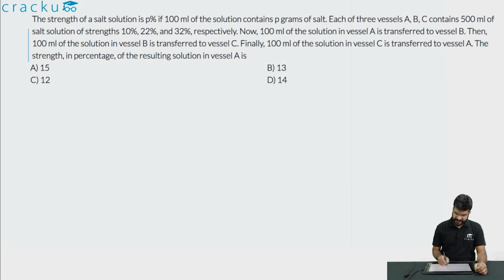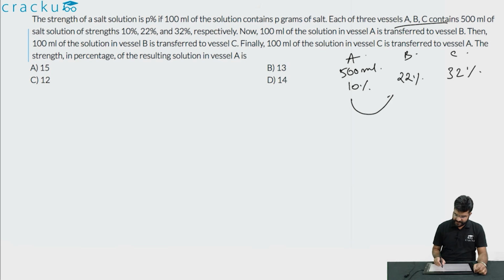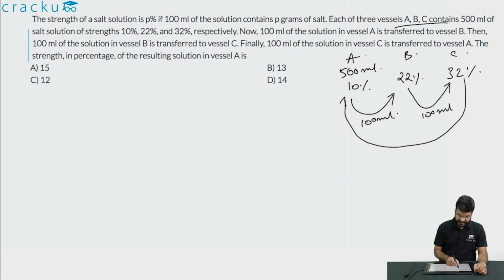In this question, we are given that there are three vessels, all of them contain a solution of salt. Vessel A has 500 ml, all of them have 500 ml, and the initial strength of the solution is 10%. For B, the initial strength is 22%, and for C, the initial strength is 32%. Initially, 100 ml of A is mixed into B, and then 100 ml from the resultant solution of B is mixed into C, and finally 100 ml from C is mixed into A, and we are required to find out what is the strength of the resulting solution in vessel A.